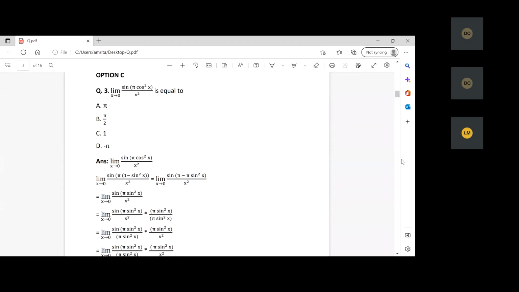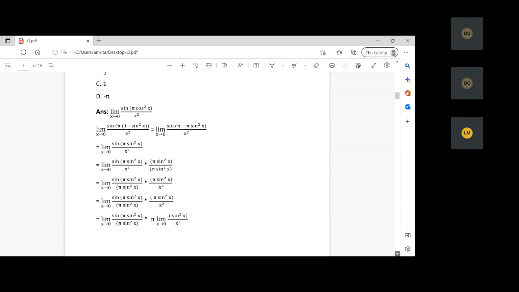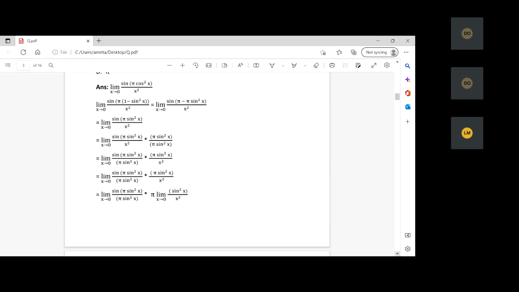Yes, we are planning to solve the next question. So limit x tends to 0 sine of pi cos square x by x square. I know everybody has studied about the 0 by 0 form. Whenever you have a question like this, you have to substitute the value and find out, is it 0 by 0? Do I need to simplify it? Is it something related to the L'Hospital rule? Is there anything to do with it?